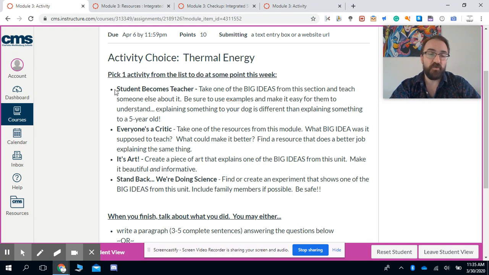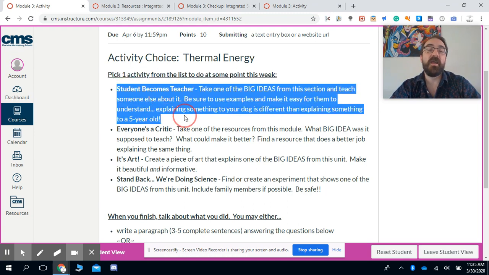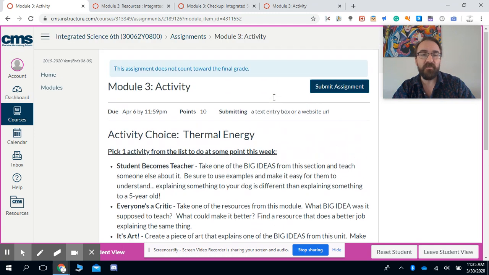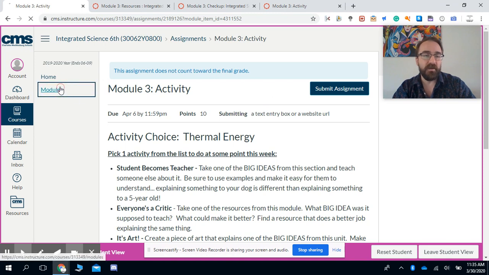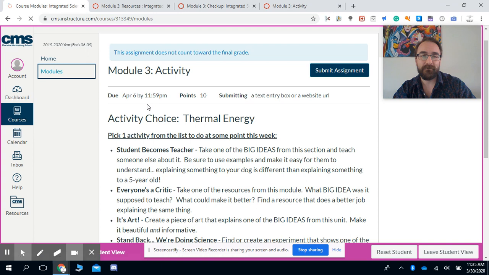So there's four different choices. If you're a social person and like to talk to people, you can do a teaching moment where you teach someone something from this big idea list. Now, this is all about thermal energy, so you take one of the big ideas from this section, and if you forgot them, you can always go back to the resources and look at the big ideas there.